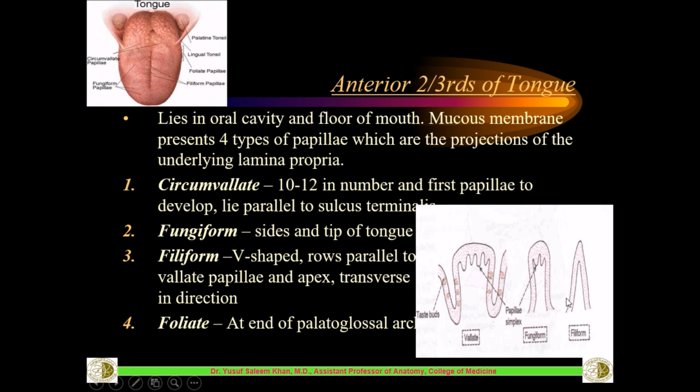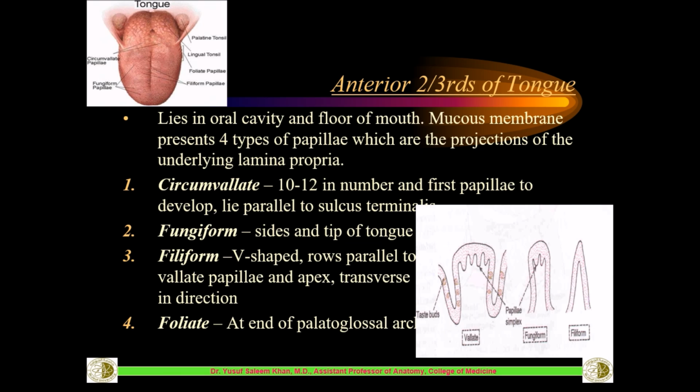Then there is the filiform papillae. It is a V-shaped papillae, so it is totally different from the circumvallate as well as the fungiform. These are V-shaped papillae arranged in rows parallel to the vallate papillae, with the apex as well as the transverse direction. So here you can see the filiform papillae which are parallel to the vallate papillae, and some are also present in the apex as well as in the transverse direction.